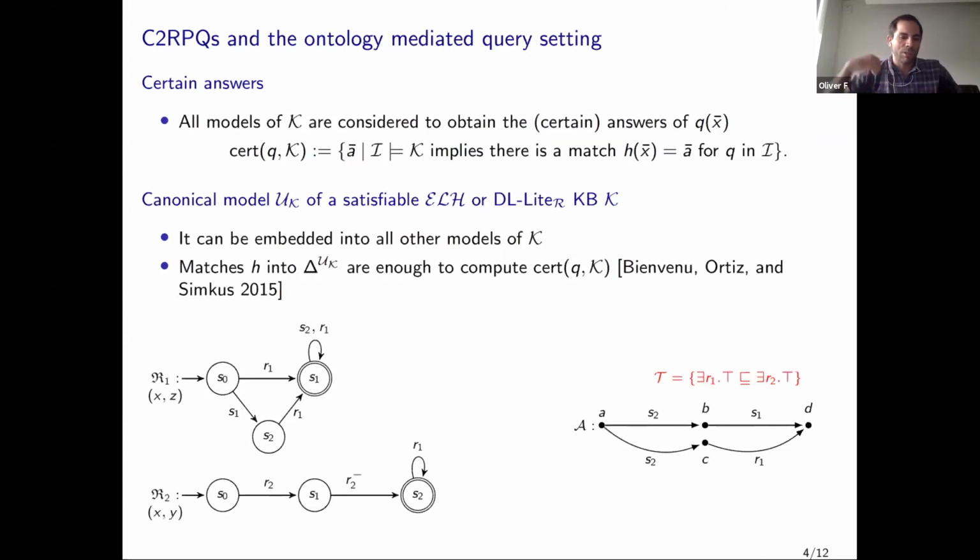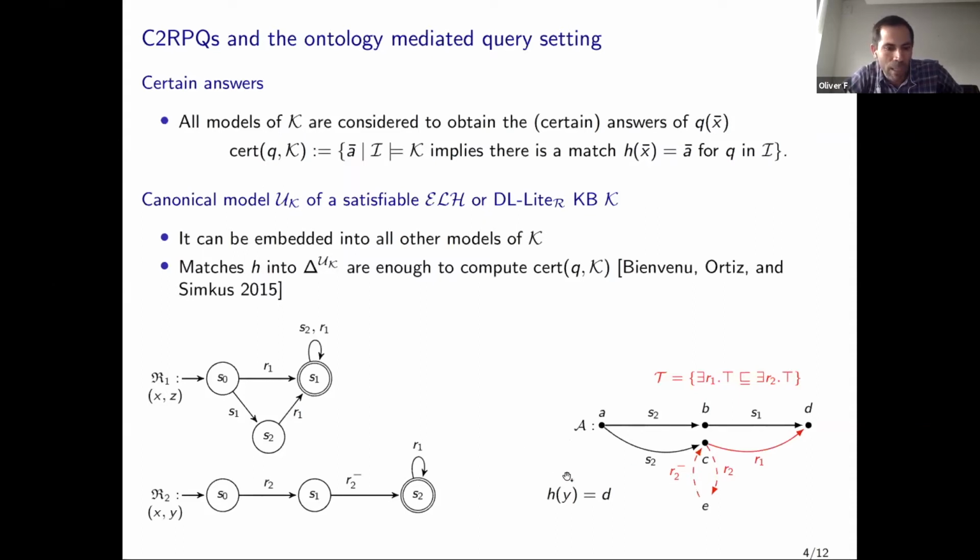This is just the continuation of the example. Here we have the same automatons, the same query, Q2, and we have a T-box here. And now with this GCI in the T-box, we know that if an element has an R1 successor, it must have an R2 successor. And this means that there is this edge with the inverse R2.